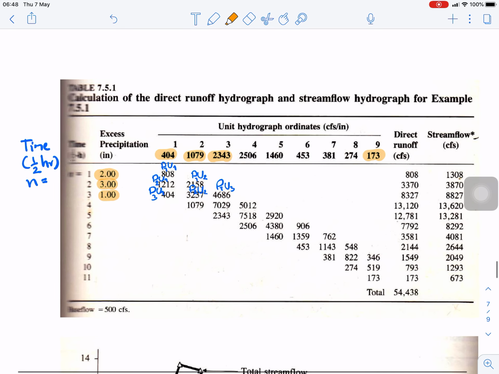Okay, once we finish writing the series of PU, next we sum each row to get the direct runoff, and sum together for every time step. So we got a total of 11 time steps. So we got 58,000 cubic feet per second.